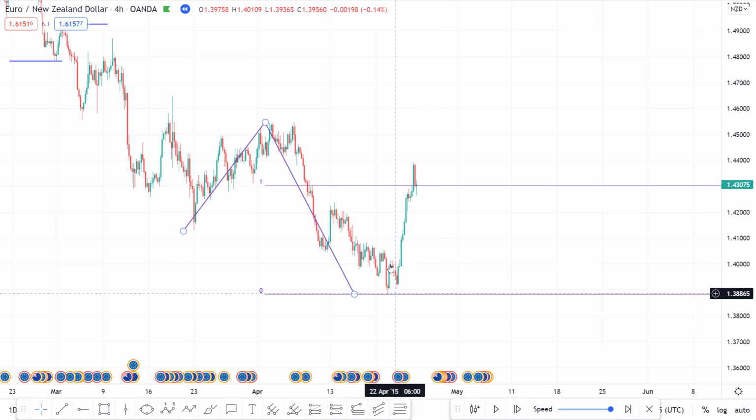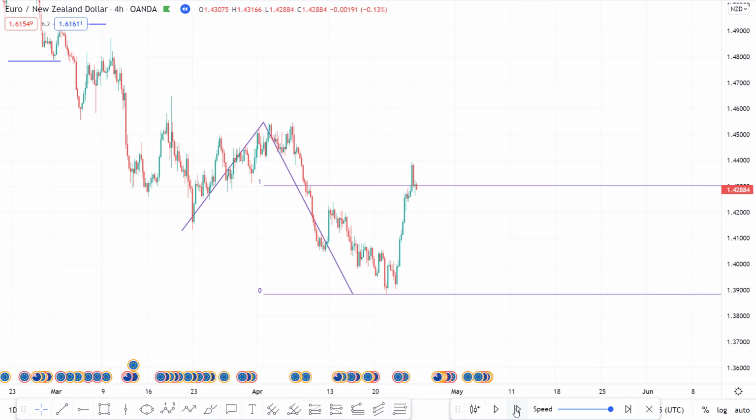So I'm using this reaction leg measurement again, but as you can see, this push up is very strong. There's a lot of momentum here, so I'm not going to just jump straight in short. I'm going to just see what price does first, because we might be getting a shift in the directional change here.